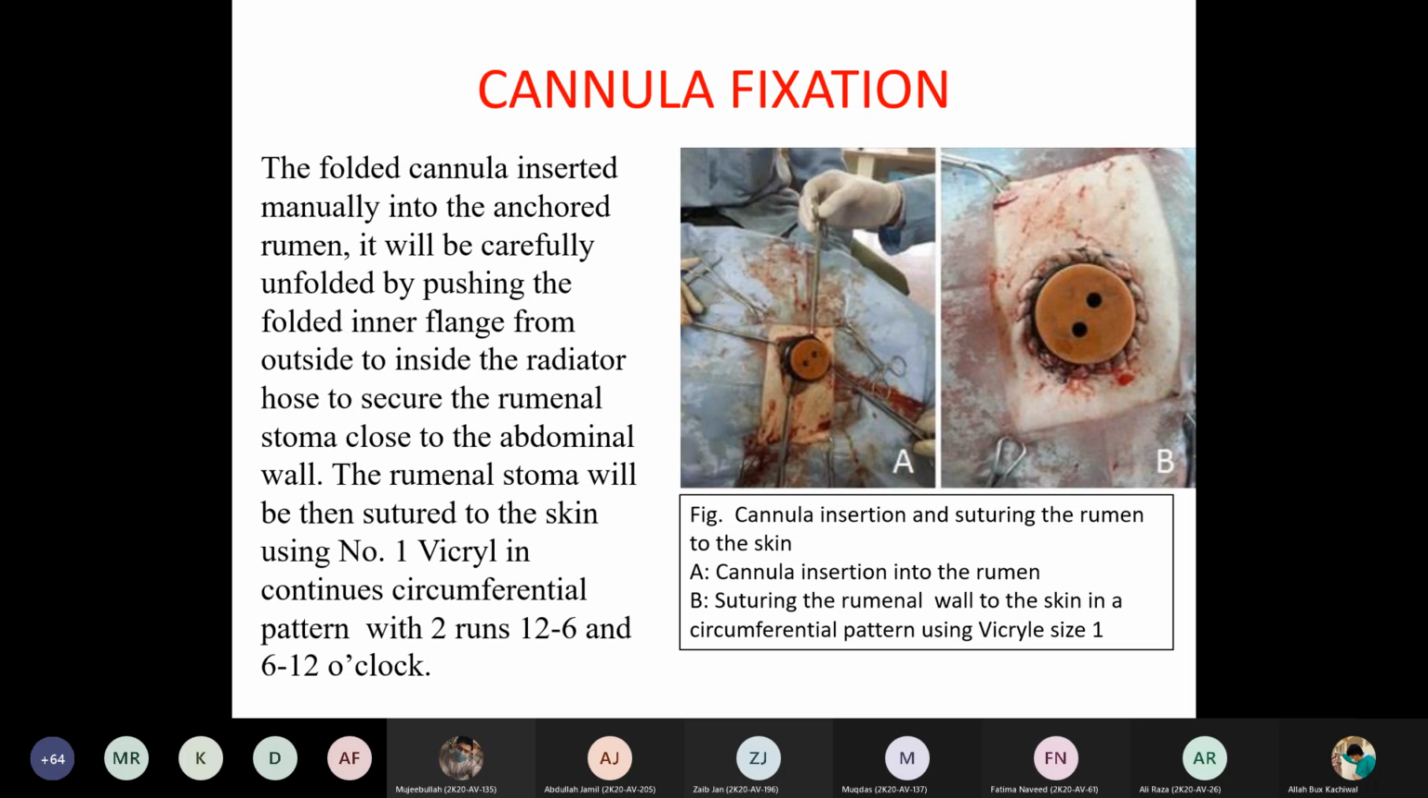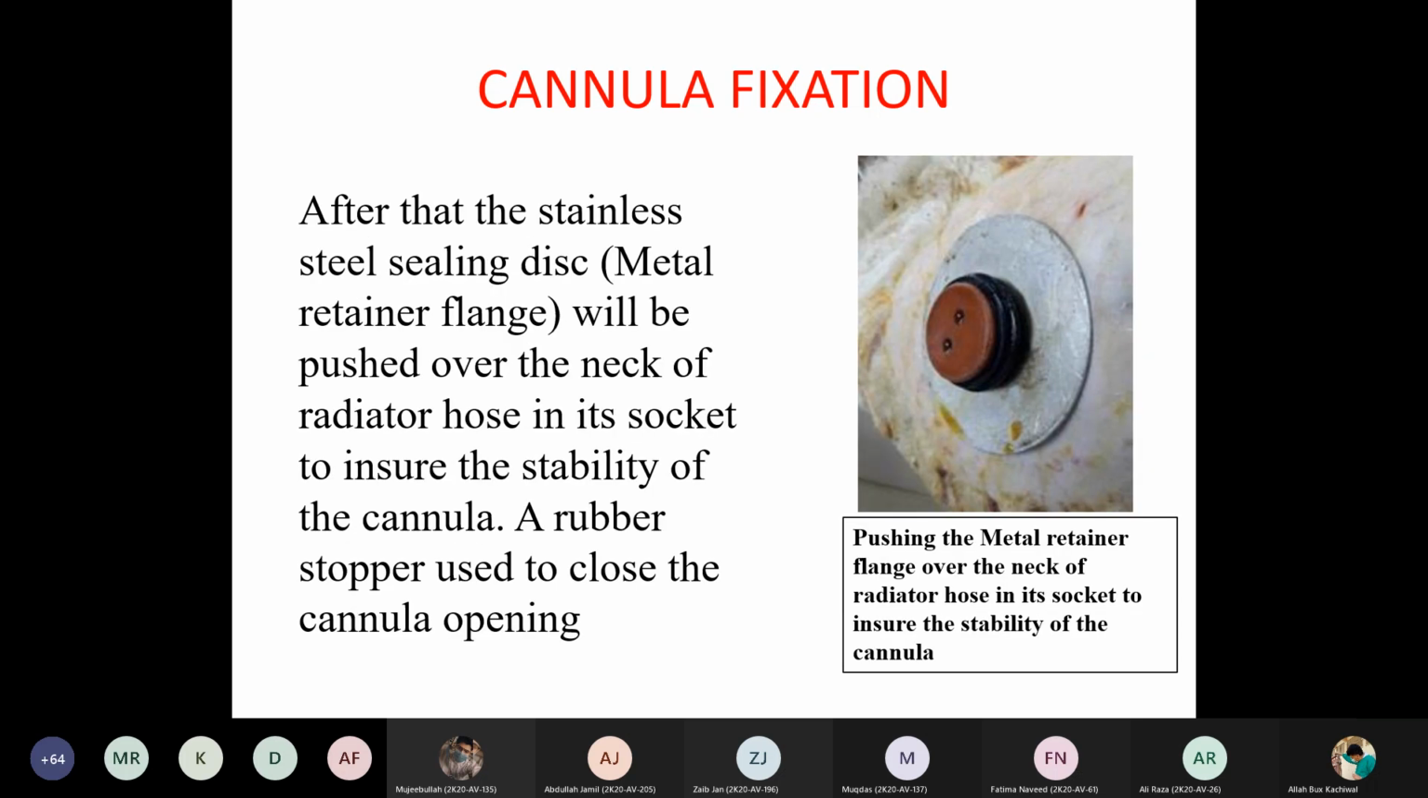So this is the cannula, where you have to see the cannula insertion into the rumen, suturing the ruminal wall to the skin in a circle. After that, the stainless steel sealing disc, the metal retainer flange, will be pushed over the neck of the radiator hose.